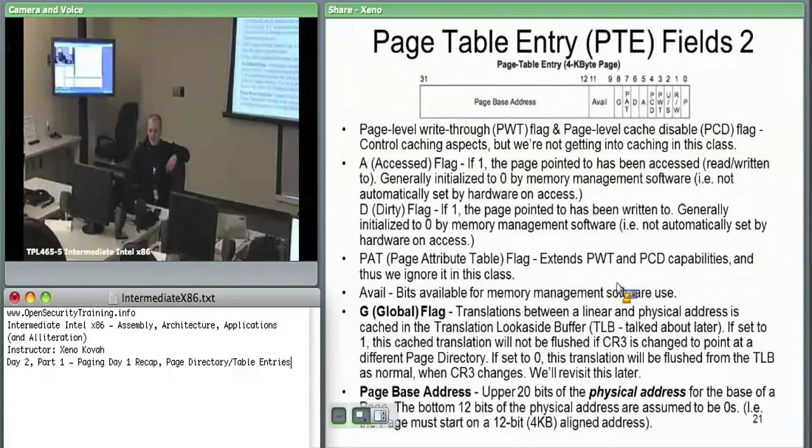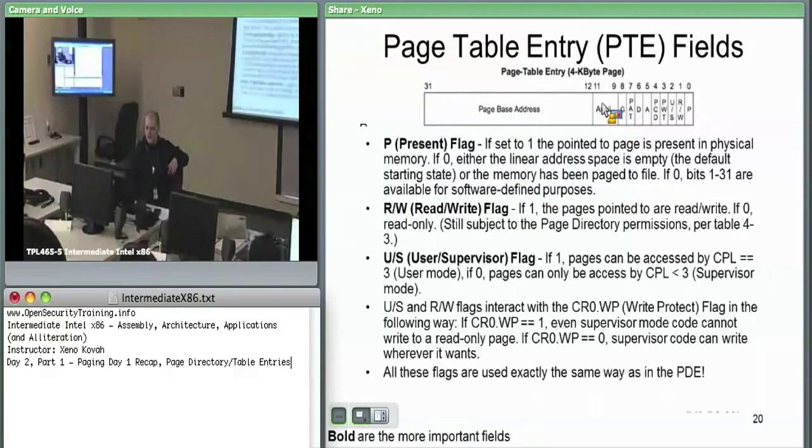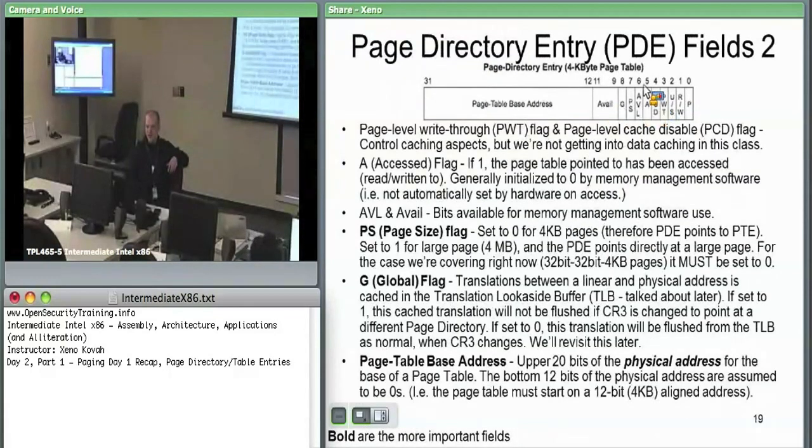PAT extends those caching things, don't care about that. Available, this is available for use by the operating system. We've got a couple free bits there, so if you want to layer in any other special meanings, go ahead. I feel like Windows does actually use this. I've never got around to digging into it. And yeah, back in the page directory, I forgot to say that in the page directory entry too, there are some available bits here and one available bit there. I think Windows uses that, but I've never dug into it, so not sure on that.